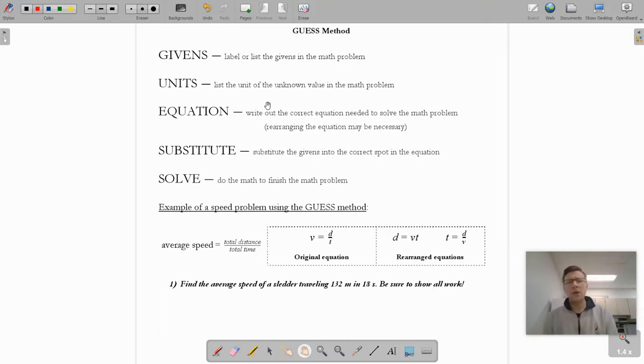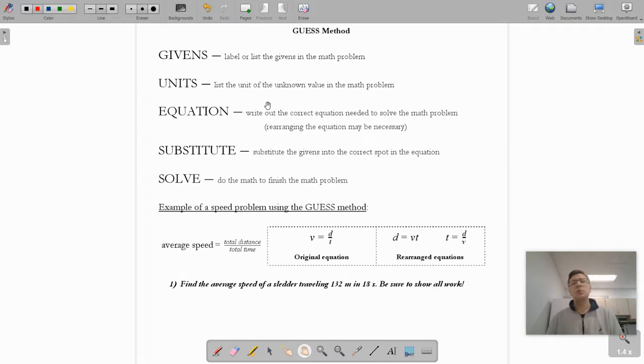Now for the second step, the units. Since we're solving for the average speed, you might actually write that down again. I like to write that down on this step, V equals question mark. And then what units are we going to use for speed? So how do we measure speed? Well, speed is measured in meters per second, usually. Now it depends on what the problem gives us, so we need to check that. In this first problem, it gives us 132 meters in 18 seconds. So when you do distance divided by time, you're going to end up with meters per second. So we would write the units down as meters per second.